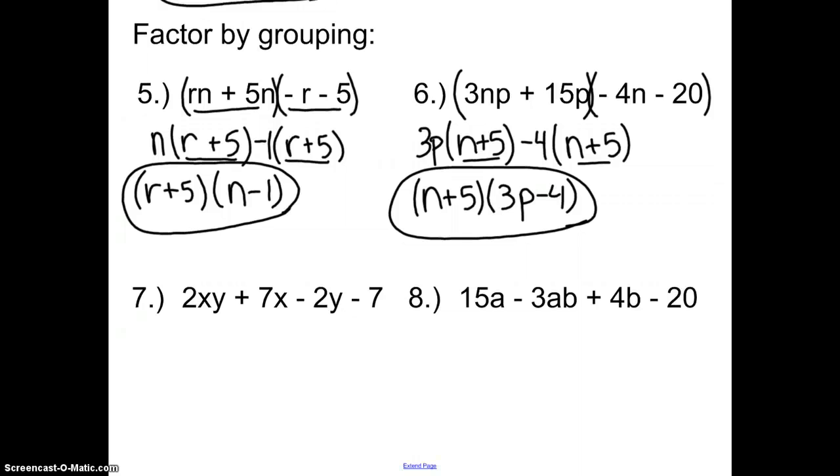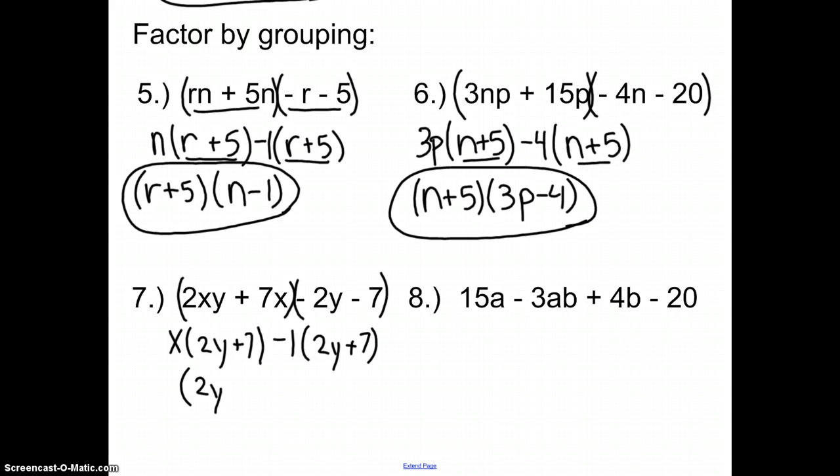And number 7, we have 2xy plus 7x as our first term, and a negative 2y plus minus 7 as our second term. The first term we can factor out an x, and we're left with 2y plus 7. The second term, they're both negatives, so if we factor out a negative 1, then we have our positive 2y plus 7. Now we can factor out the 2y plus 7 from both terms and combine what we have left of the x minus 1. And there's our solution.